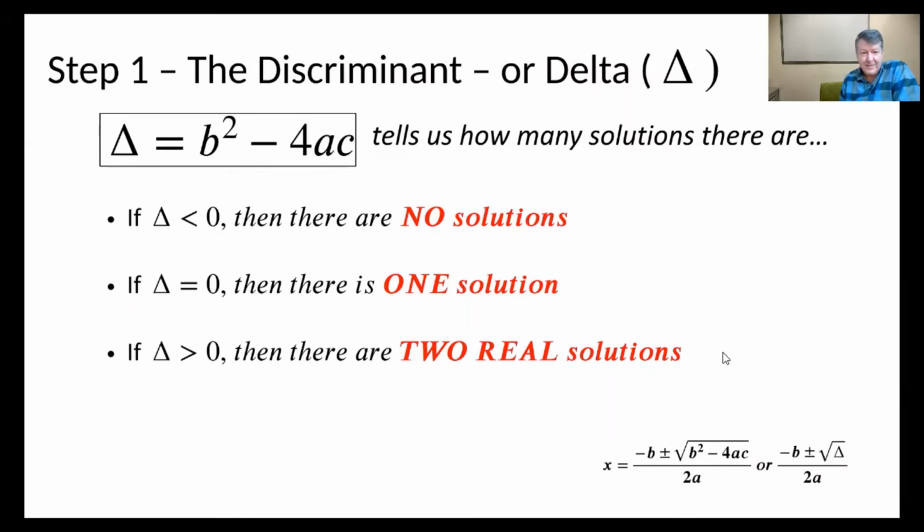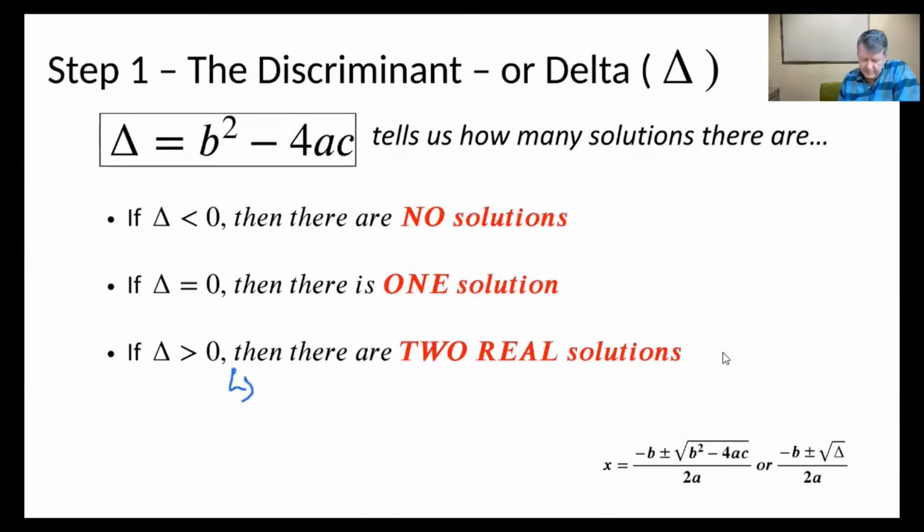If delta equals 0, then that means there is one solution. And of course, if delta is greater than 0, that means there are two real solutions. Okay, I'm actually going to expand on that one a little bit.